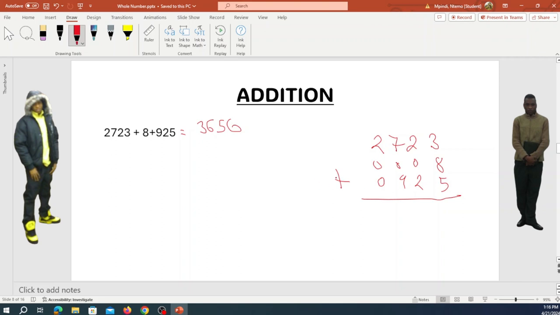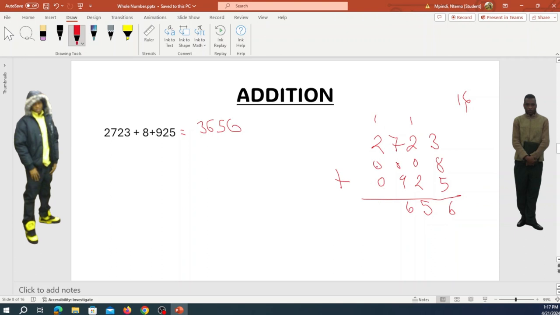Now, 5 plus 8 equal what? Plus 3 equal 16. When you add those numbers together here, you get 16. Okay? So you're going to put 6 right here, 1 on top here. Okay? Now, 2 plus 0, 2 plus 2, 4 plus the 1 on top equal 5. Okay? 9 plus 0 equal 9 plus 7 equal 16. We write 6 here, we put 1 on top here.